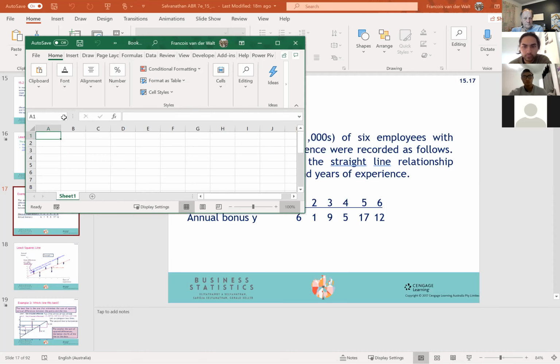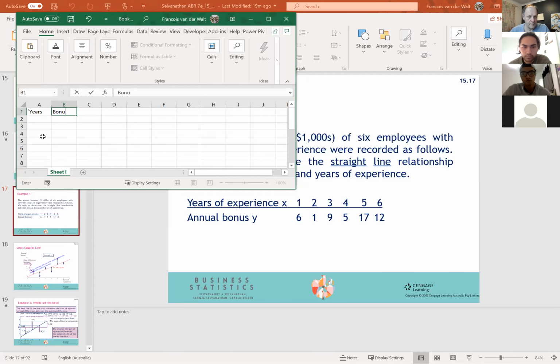So I've got years and I've got bonus. Here's 1, 2, 3, 4, 5, 6, and there's 6, 1, 9, 5, 17, 12. You guys there? Yep. Did you manage the scatter chart?